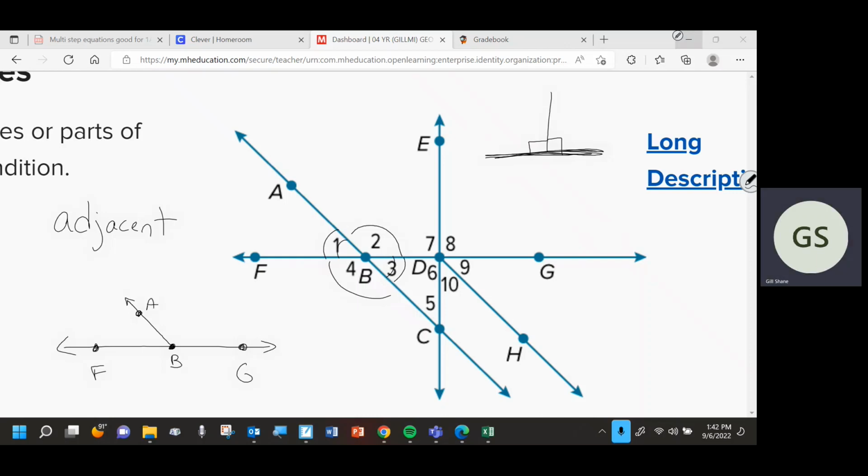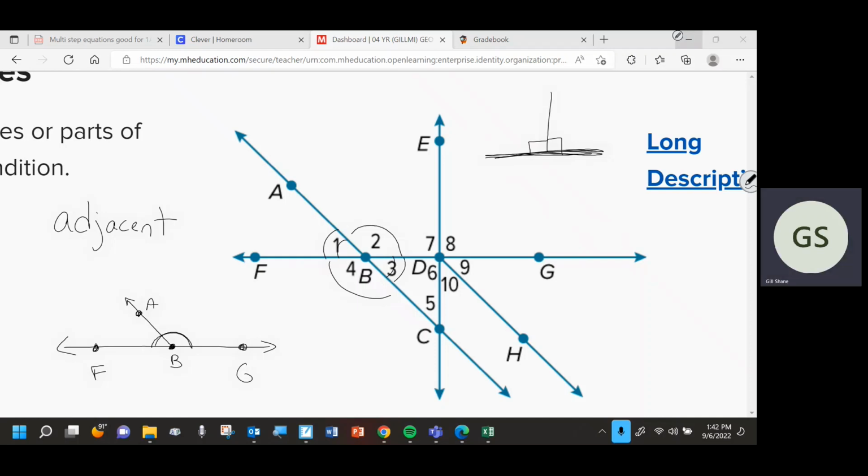Did I change the measure of FG? Did I do anything that affected FG? I divided it into two angles now. But FG, the measure of FG, so that whole measure there is still the same. I didn't change the angle. I didn't close it or open it more or anything. I just put a line through it. So the measure of FG is still 180. It did not change that at all.